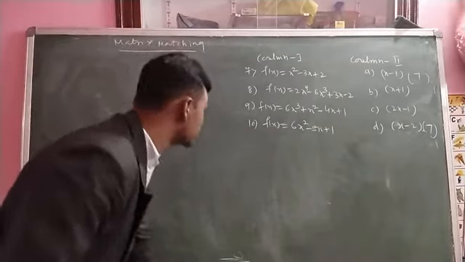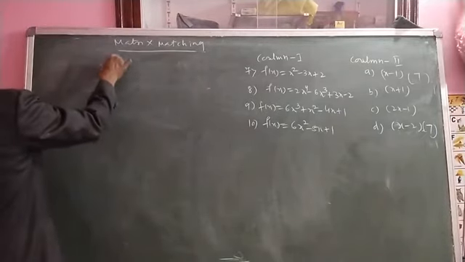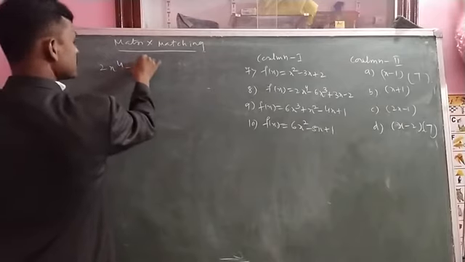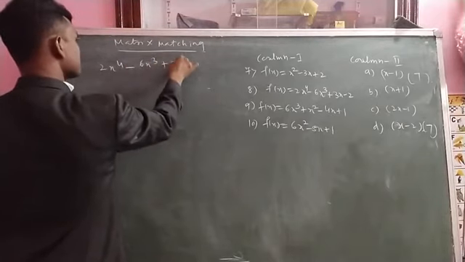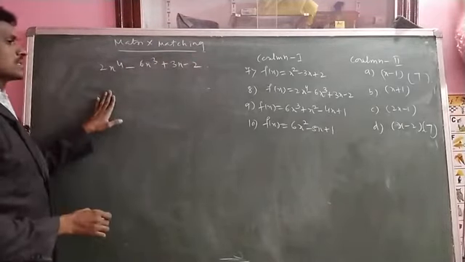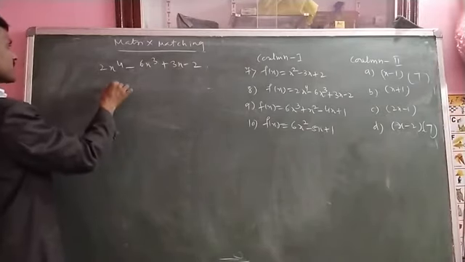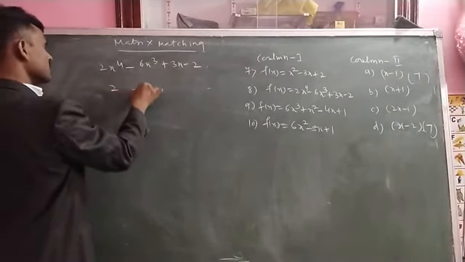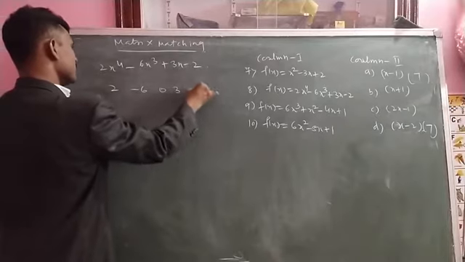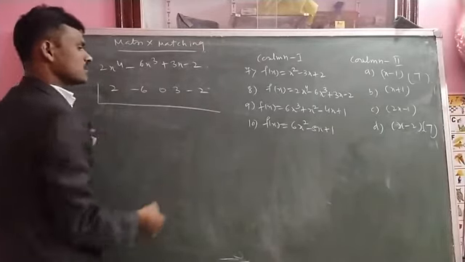Eighth one, 2x to the power 4 minus 6x cube plus 3x minus 2. By using the synthetic division method, we have to find the factors. The coefficients are 2, minus 6, 0, 3, minus 2. Now we have to use the sum of the coefficients.